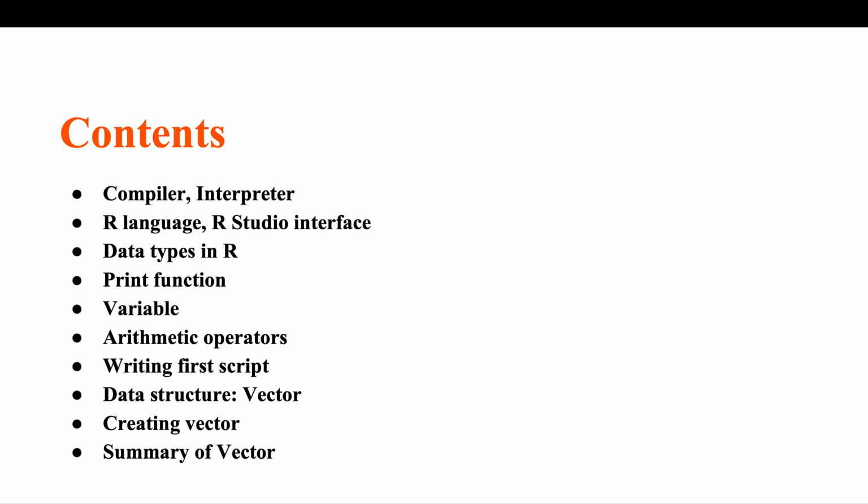Then we will discuss data types in R, and how to print a value using the print function. Then we will see the concept of variable, why we need a variable, and how we can create one. Then we will see basic arithmetic operations such as addition, subtraction, multiplication. And then we will write our first R script. And at the end, I will try to include an introduction on the data structure of vector. So let's start our session.